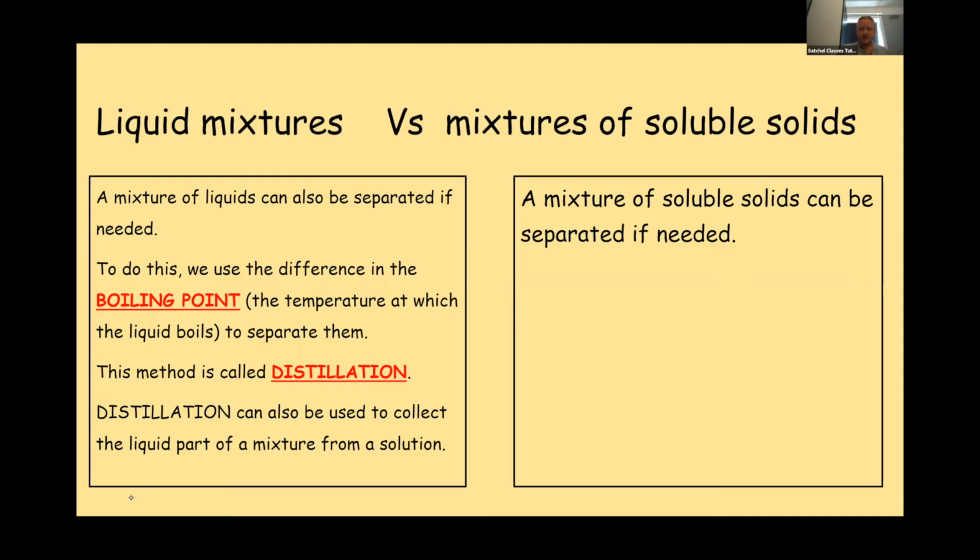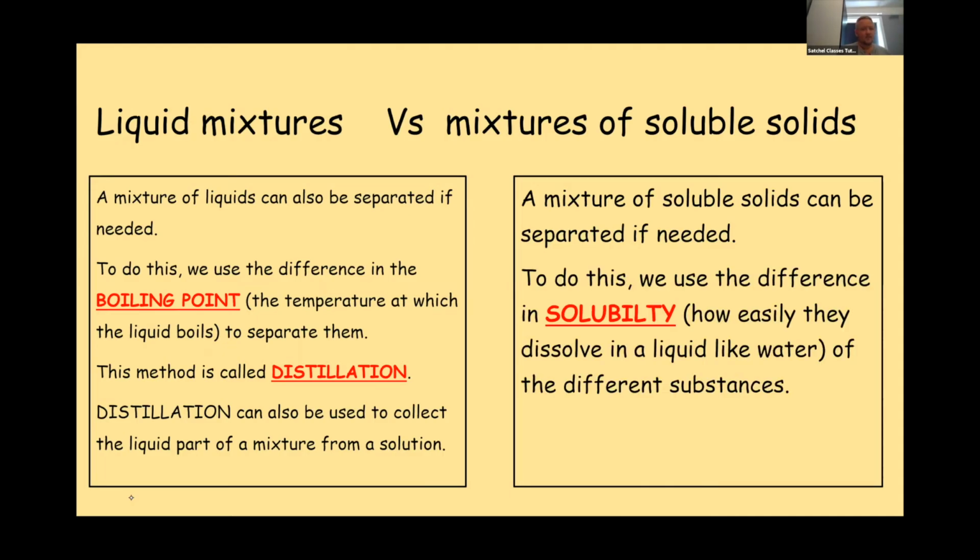A mixture of soluble solids can be separated if needed. To do this, we need to use the difference in solubility, how easily the different substances dissolve in a liquid like water. So in this case, it might be that we need to investigate what colours are present in a particular ink. This is used often in forensic science when scientists want to check if the ink that has been used to write a note or to write a check, which is kind of a promissory note for cash, is the same as the ink that has been recovered from a pen at the crime scene. This method is called chromatography, and this is one of the techniques we'll also look at.